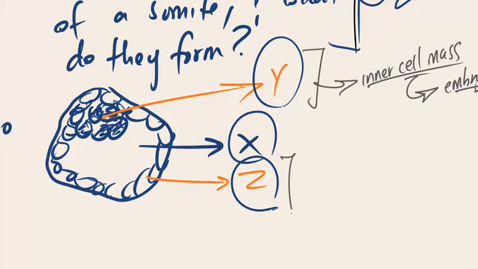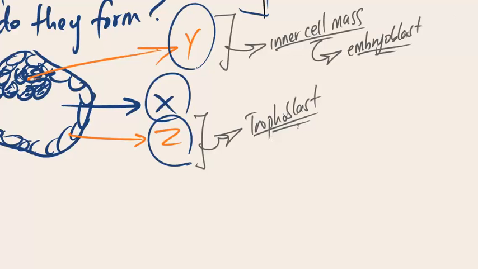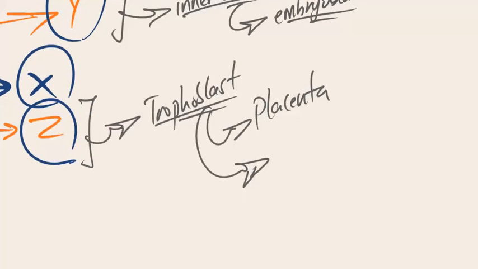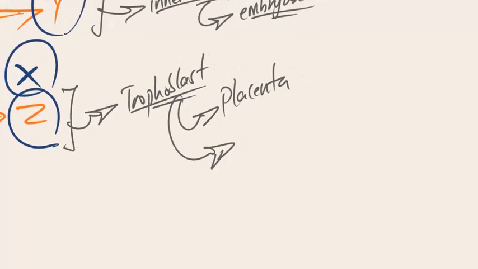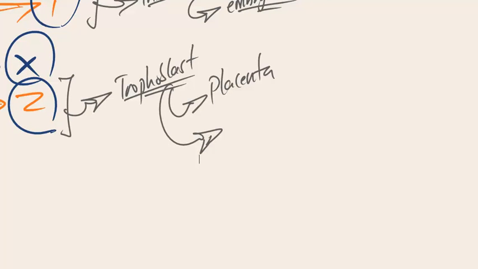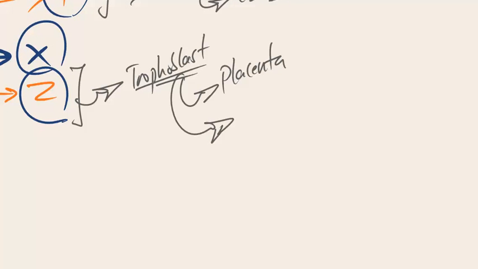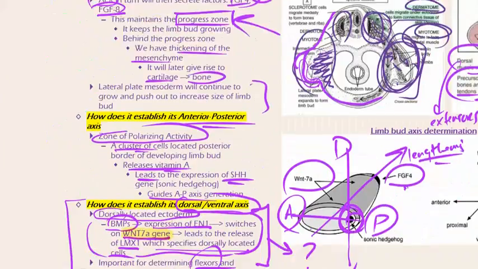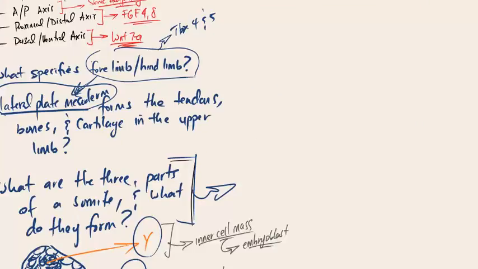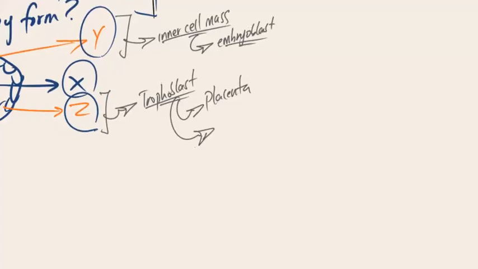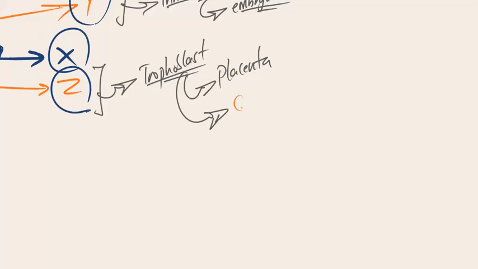Okay, and what would Z be? Trophoblast. And the trophoblast is going to become the placenta. Do you guys remember that the trophoblast splits off into two different things? Syncytiotrophoblast and cytotrophoblast.